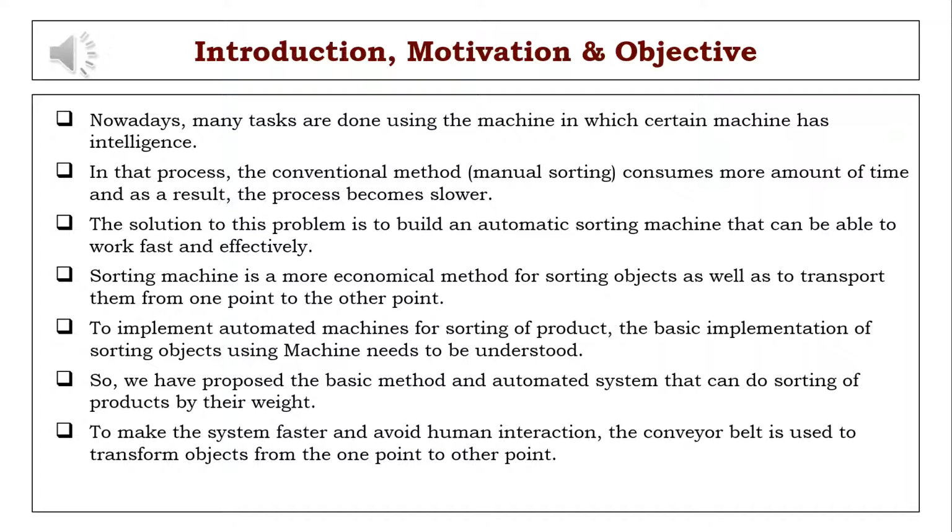A sorting machine is a more economical method for sorting objects as well as transporting them from one point to another point. Here, we have proposed one basic implementation of a sorting machine that can sort objects according to their weight. To make the system faster and avoid human interaction, a conveyor belt is used to transport objects from one point to another point.